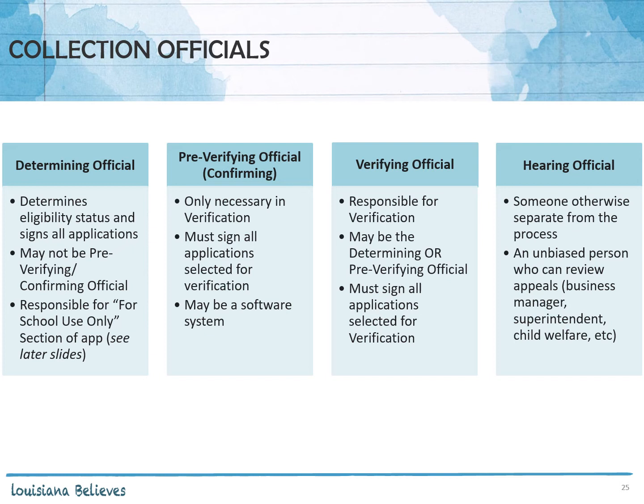The hearing official is someone who is otherwise separate from this process. It's an unbiased person who can review appeals at any step during the process. It's often a business manager, a superintendent, or a child welfare employee who fills this role.